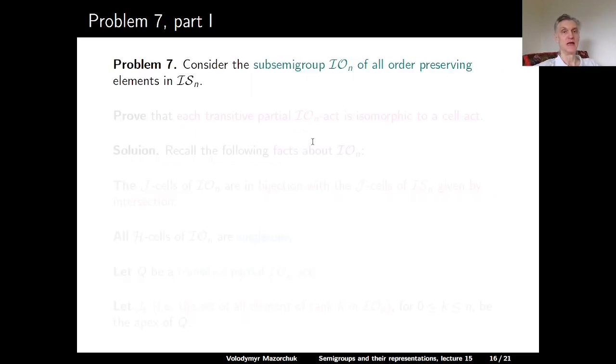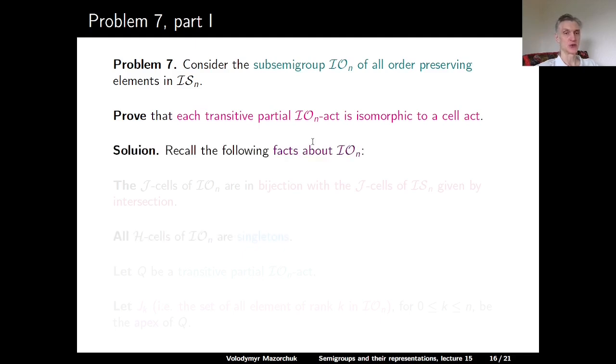Problem 7. Consider the subsemigroup ION of all order-preserving elements in ISN. Prove that each transitive partial ION act is isomorphic to a cell act. Solution. Recall the following facts about ION. The two-sided cells, so J cells of ION, are in bijection with J cells of ISN, and this bijection is given by intersection.